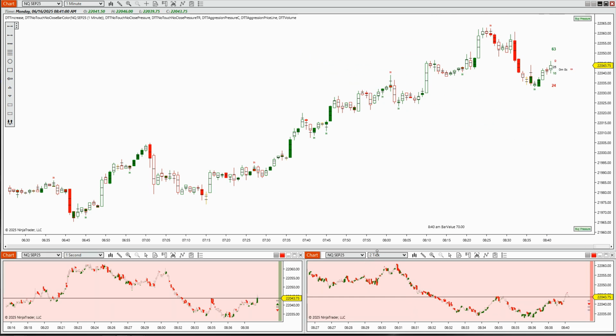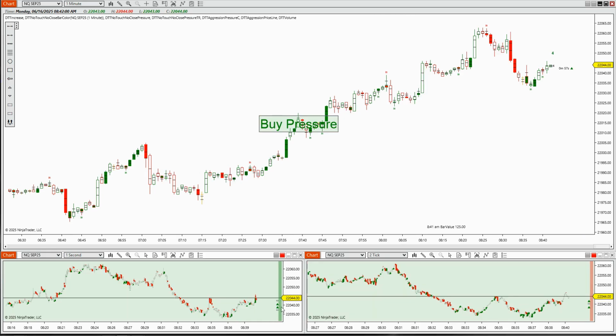And then down here, we just have a 2 tick with the Bar Pro color in it, and a 1 second with the Bar Pro color in it. The other information here is the aggression. So you have the aggression pressure, the arrows, the stripe. You have that information there, and it's going to read it to you.